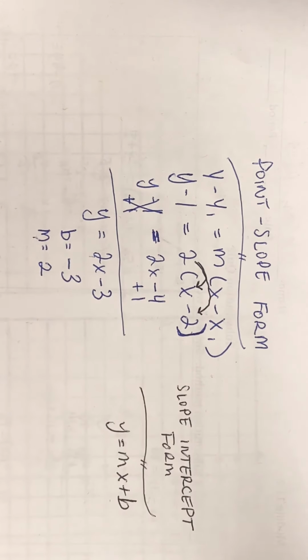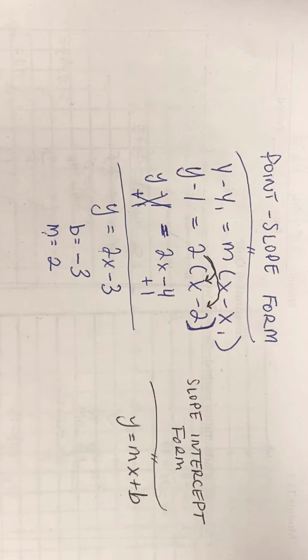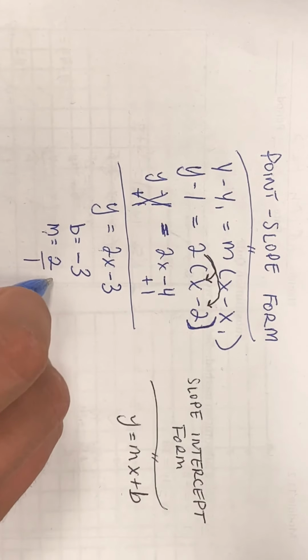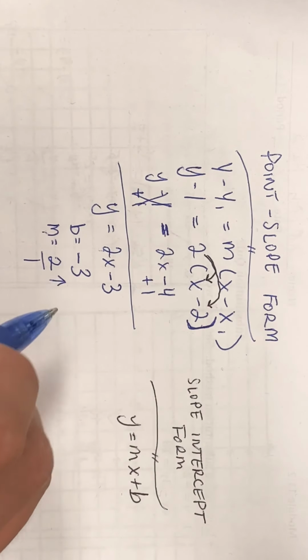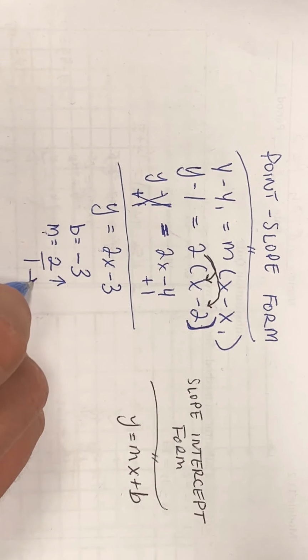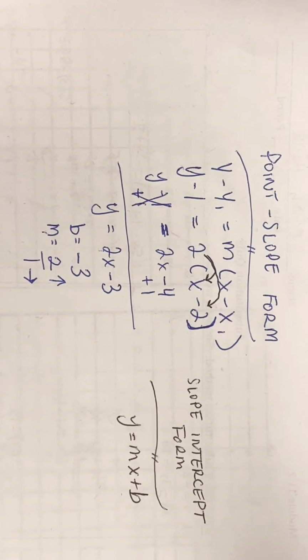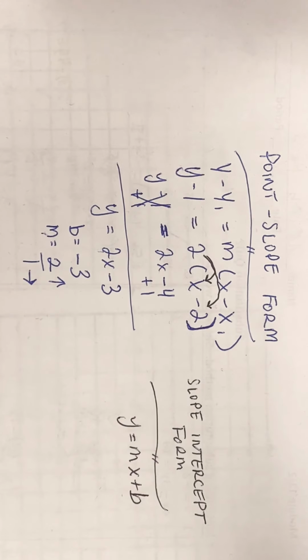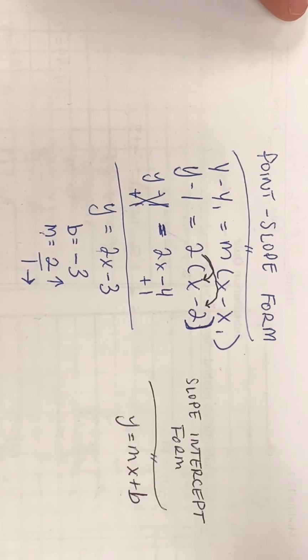Now, if I want to write this as rise over run to help me identify which directions to move, I am going to make this whole number into a fraction by putting it over 1. And I'm going to go up 2 and right 1 on my graph. Okay, so I'm going to use this graph paper under here, and I'm going to use all of this information that we have identified here to graph this equation.